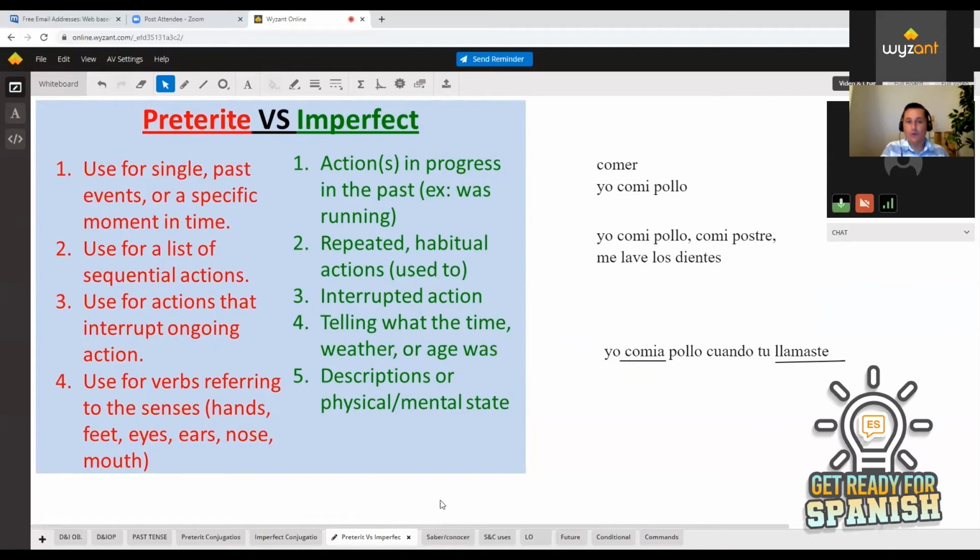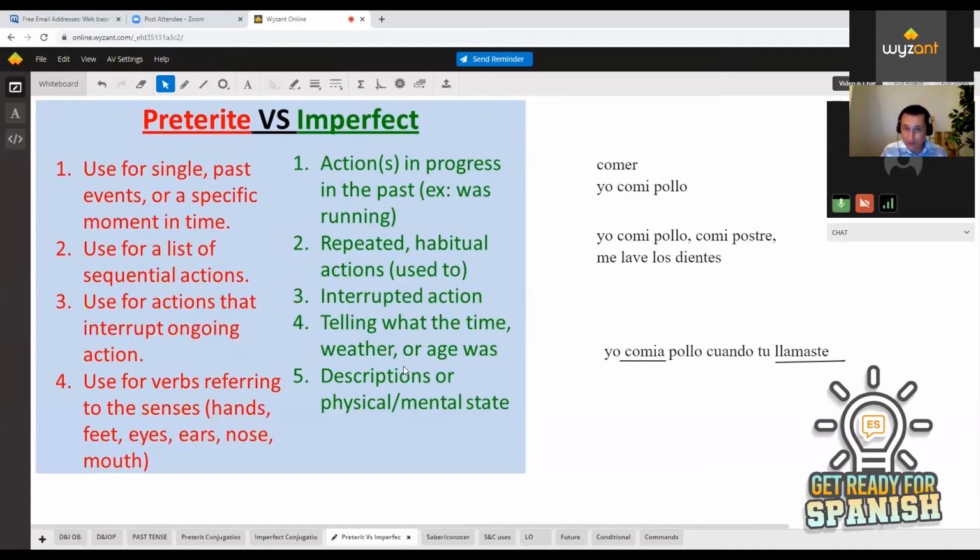Also, when we talk about time, the weather, age in the past, it's always the imperfect because we are describing the situation. When we are describing how my house in Spain was when I was living there, it's always the imperfect, because it's not an action, it's a description, and descriptions in the past are always in the imperfect.